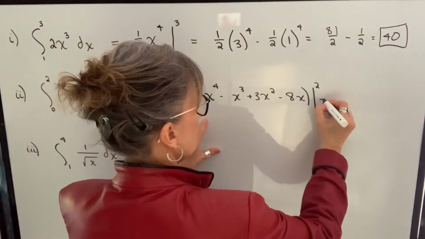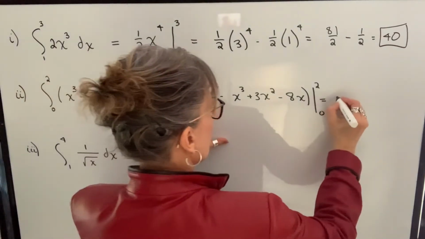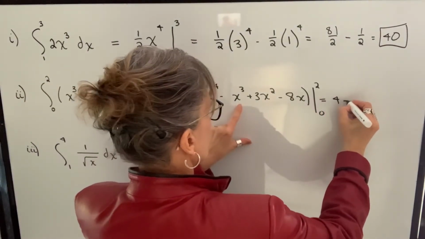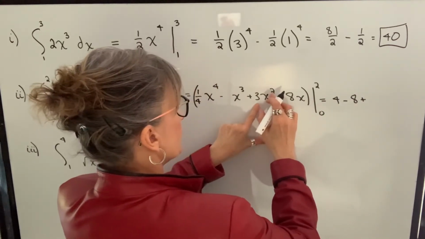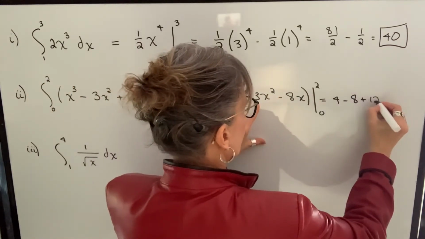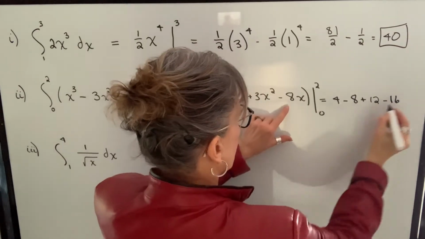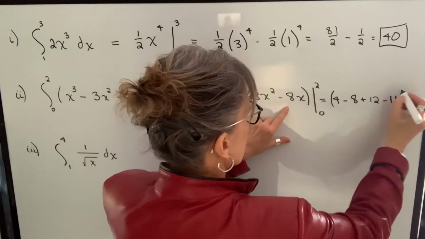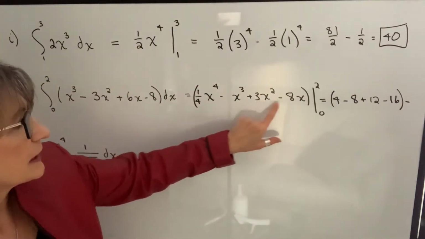Now we evaluate it. So 2 to the 4th is 16 divided by 4 is 4, minus 2 cubed is 8, plus 2 squared is 4 times 3 is 12, minus 16, minus, when we put a 0, every term is going to be 0.